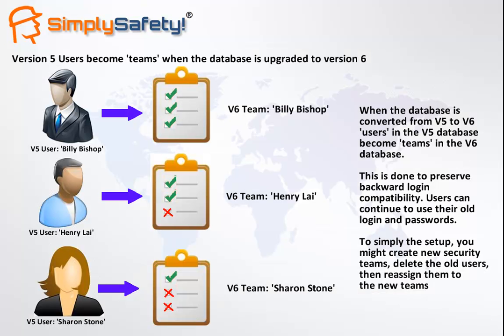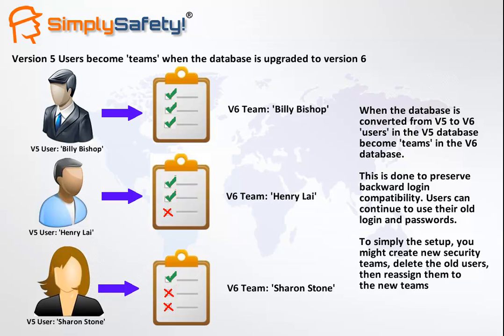Version 5 users become teams when the database is upgraded to version 6. For example, in version 5, if you had a user named Billy Bishop, after upgrading the database to version 6, you now have a team named Billy Bishop. The same for user Henry Lai and Sharon Stone. They'd become teams Henry Lai and Sharon Stone.